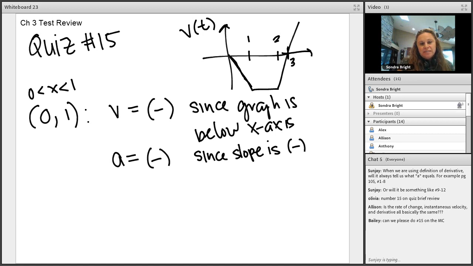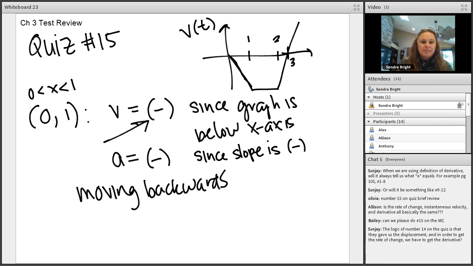In general, the velocity being negative means that it's moving backwards. If velocity is positive, then it's moving forward. If velocity is negative, then it's moving backwards. And because velocity and acceleration have the same sign, then it's speeding up. If they have opposite signs, then it's slowing down. So I guess I should have started with that generalization. Moving forward or backward depends on whether your velocity is positive or negative. And whether it's speeding up or slowing down depends on whether they have the same signs.